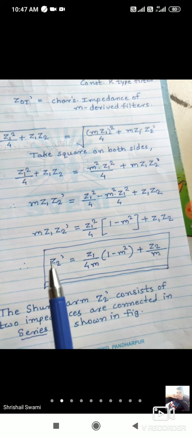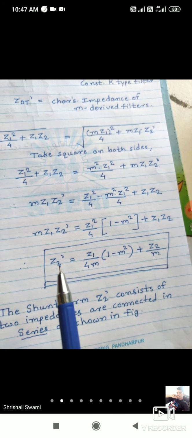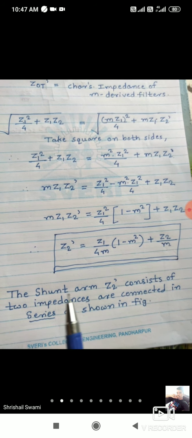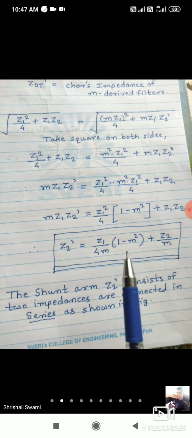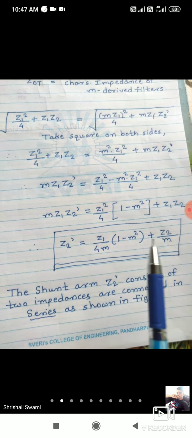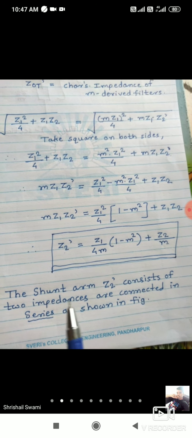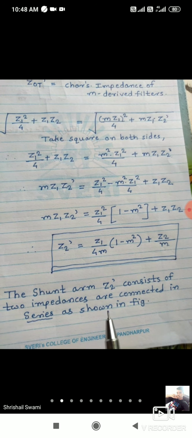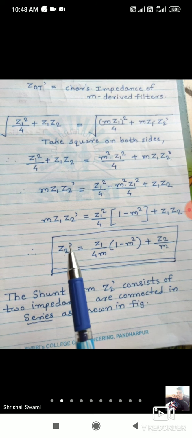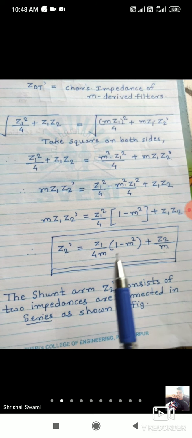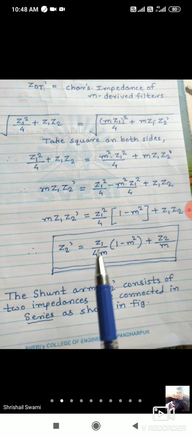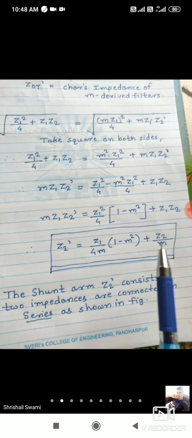So this single impedance z2 dash is replaced by a series combination, meaning the shunt arm z2 dash consists of two impedances. When two impedances are connected in series, we take the addition. So two impedances are connected in series as shown in the figure, meaning z2 dash in the M derived filter is replaced by a series combination of two impedances. So this is the one impedance connected in series with this one.